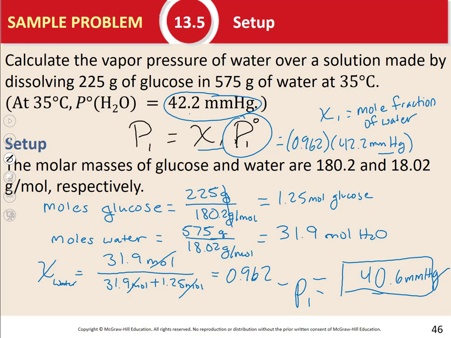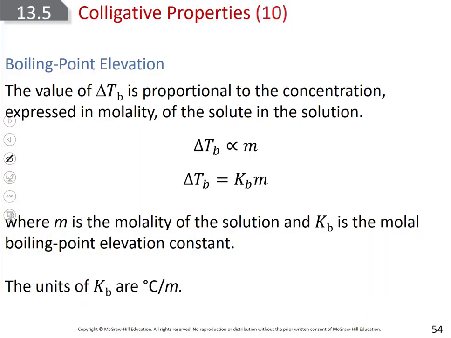In order to boil, it has to reach what pressure? 760. Which is closer to 760, 42 or 40? 42. So did I get closer to boiling or further from boiling? Further from boiling. It's harder to boil now. So is it going to take a higher temperature or a lower temperature? Higher. So this is leading into the next colligative property, boiling point elevation.